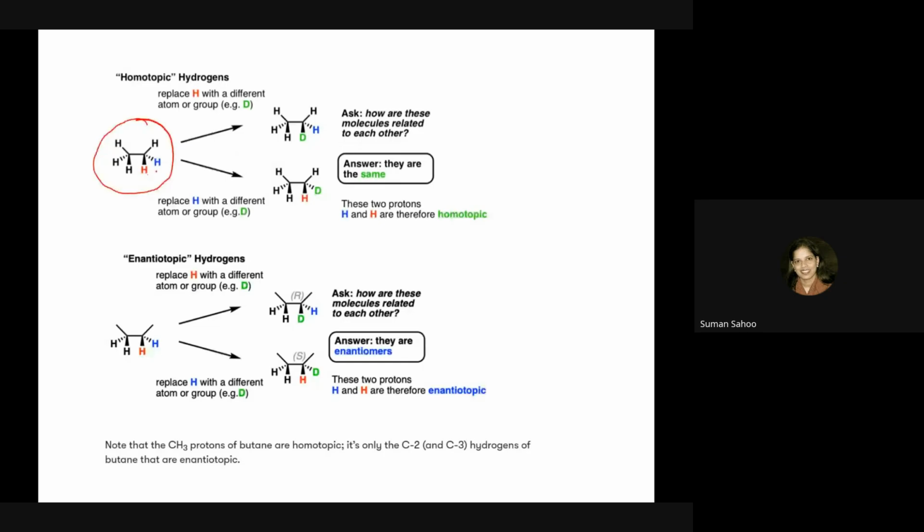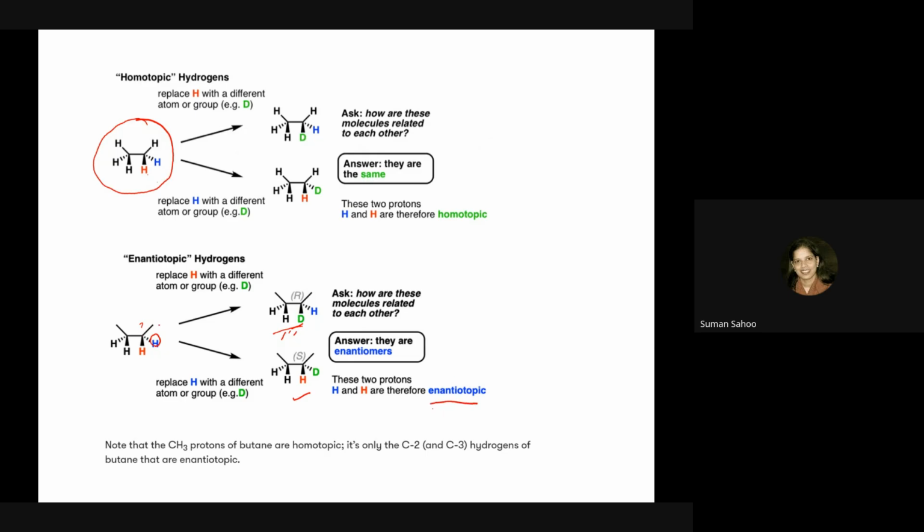So that means these two hydrogens are homotopic, they give you the same molecule. But when I have butane, the hydrogen at carbon number 2, if I change this hydrogen, that gives me this one which has an R configuration, and if I change this red hydrogen, that gives me another enantiomer, the mirror image of that one. So these two hydrogens are no longer homotopic, they are heterotopic, and in this case they give you two different enantiomers, so those are your enantiotopic.